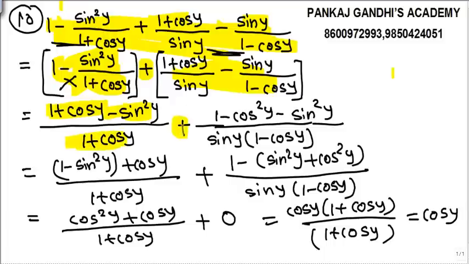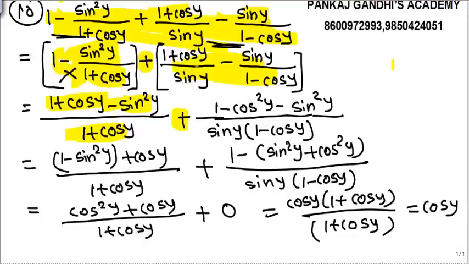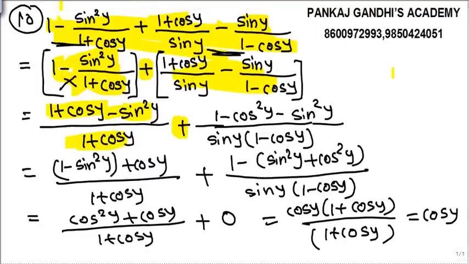Now similarly here also we cannot put any value for sin y, cos y. So we will do cross multiplication. 1 plus cos y and 1 minus cos y gives 1 minus cos square y, because we know that a plus b into a minus b is a square minus b square. And this sin y and this sin y give minus sin square y, divided by the denominator sin y into 1 minus cos y.